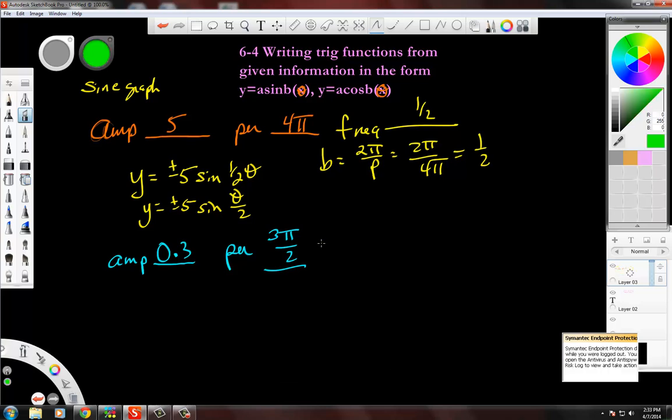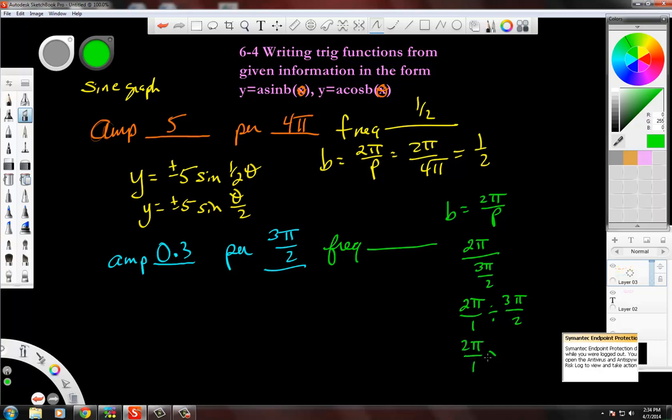I'll be right back. All right, so we're going to do frequency first, and this is always the tricky part. Remember, b equals 2 pi over p, and we know what p is, so it's just 2 pi over 3 pi over 2, which is like saying 2 pi over 1, that's the top. I'll go ahead and write it all out one last time: 2 pi over 1 times 2 over 3 pi.